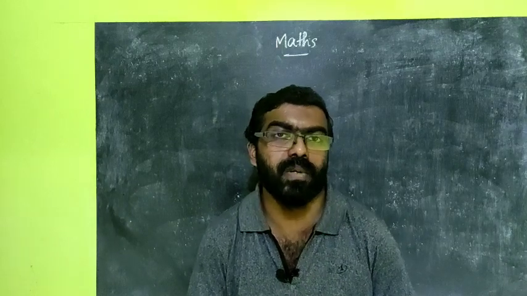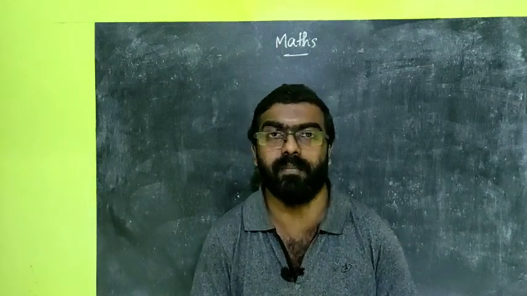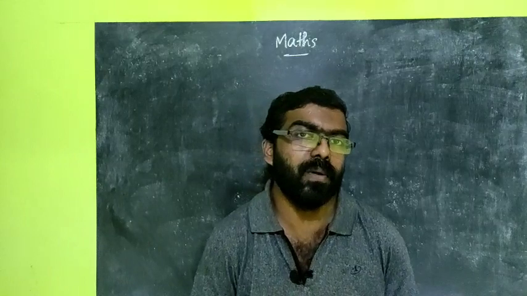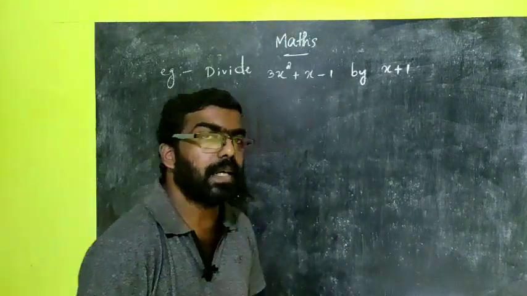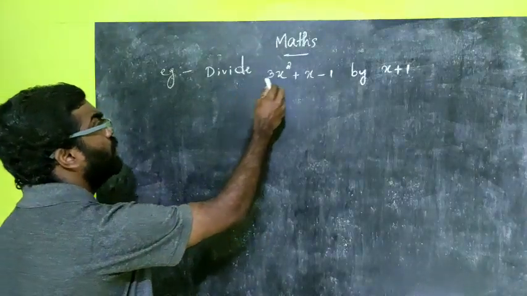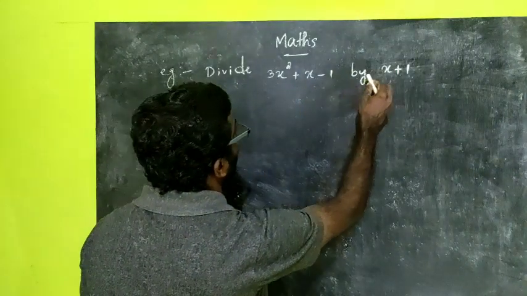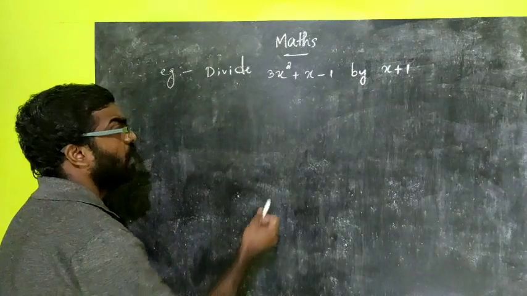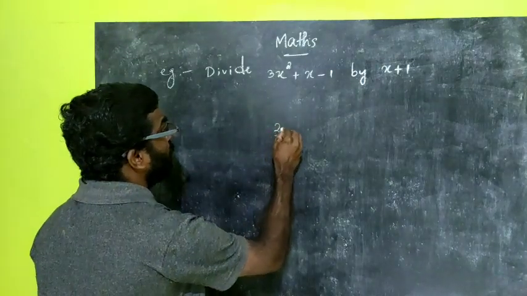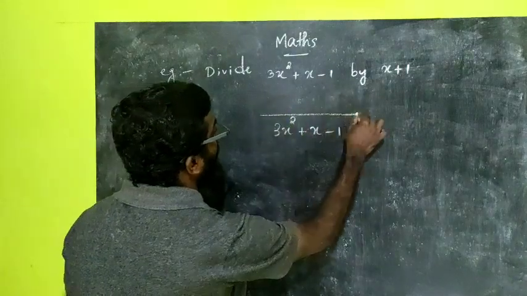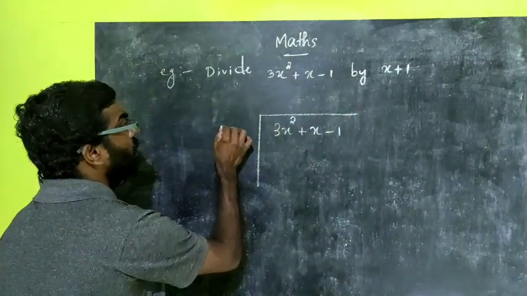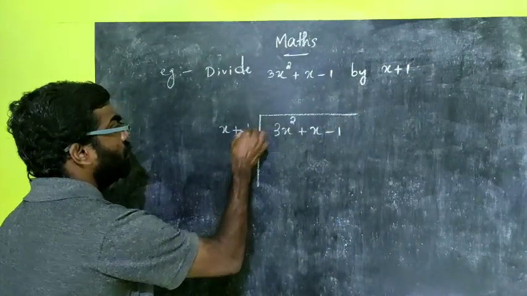In this session we move on to a new topic, remainder theorem. Before that, let us have a quick review on the division of polynomials. Consider this example: divide 3x square plus x minus 1 by x plus 1. So here we have to divide 3x square plus x minus 1 by the polynomial x plus 1.